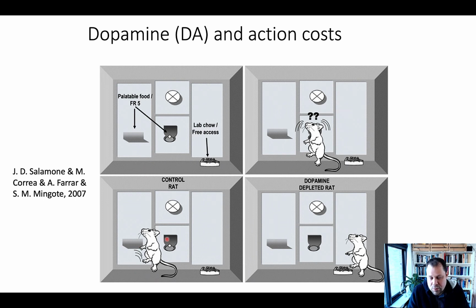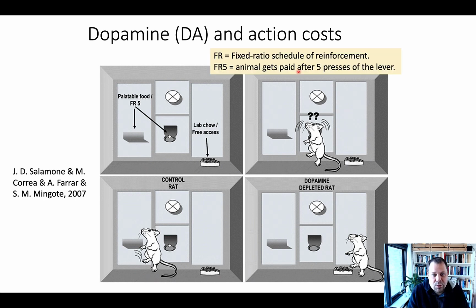And we can also increase the amount of work that's required to get this food pellet. So we can say, well, actually, now that you know how this works, Oscar the rat, please press 5 times before you get the food pellet. Then the work amount increases, and a control rat, a normal rat, will still continue to press the lever 5 times to get one little food pellet, and then become satiated using this kind of food rather than eating the freely available lab chow.